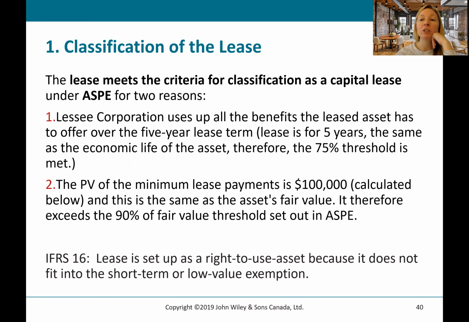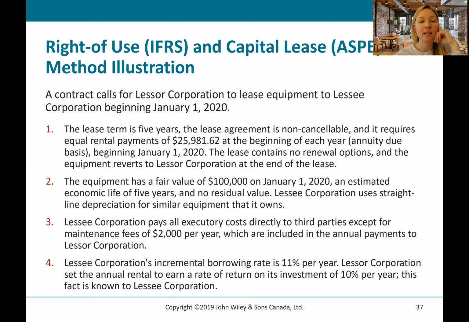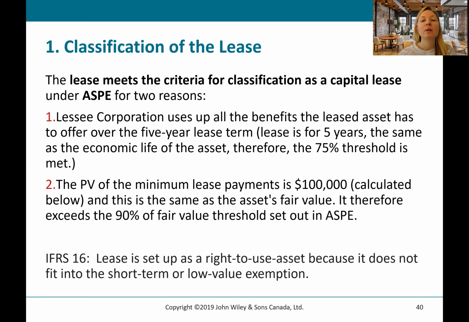But for the sake of the illustration, let's take a look at number 2, which is what the present value of the lease payments is. And we'll look at that in a minute. I know we're jumping ahead a little bit, but the present value of the lease payments is $100,000, and this is the same as the asset's fair value. Where does it say the equipment has a fair value? In number 2, it says the equipment has a fair value of $100,000. So if it's greater than 90%, we meet the threshold. And again, it's 100%. So we definitely have met the 2 thresholds here for a capital lease. So we know 100% it's a capital lease.